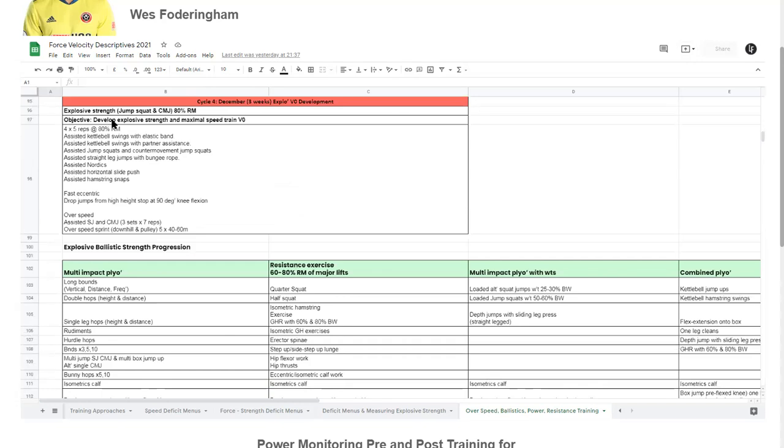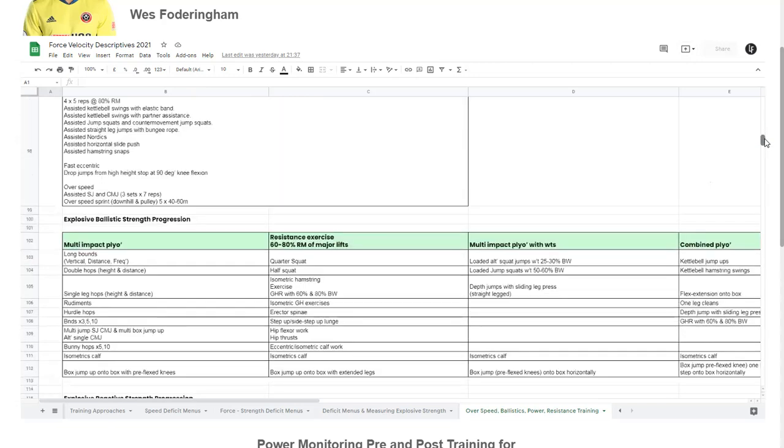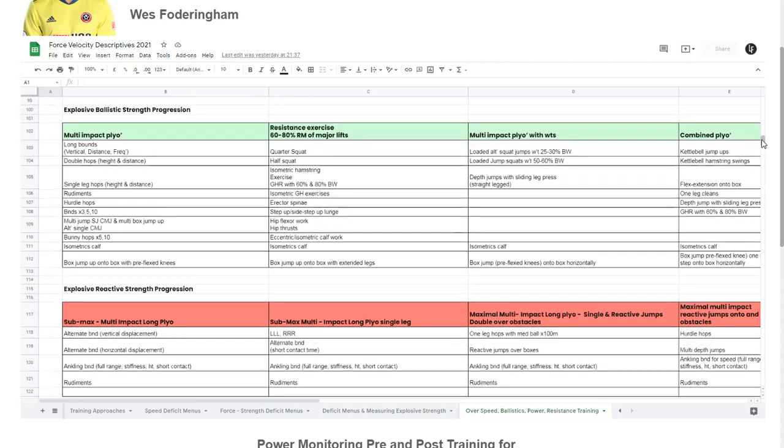These are exercises to improve explosive strength. And here we've just got some more guidance again in regards to explosive ballistic strength progressions. And these are like plyos, multi-impact plyos. You saw my plyometric section. I've just made the easier infographics to look at.